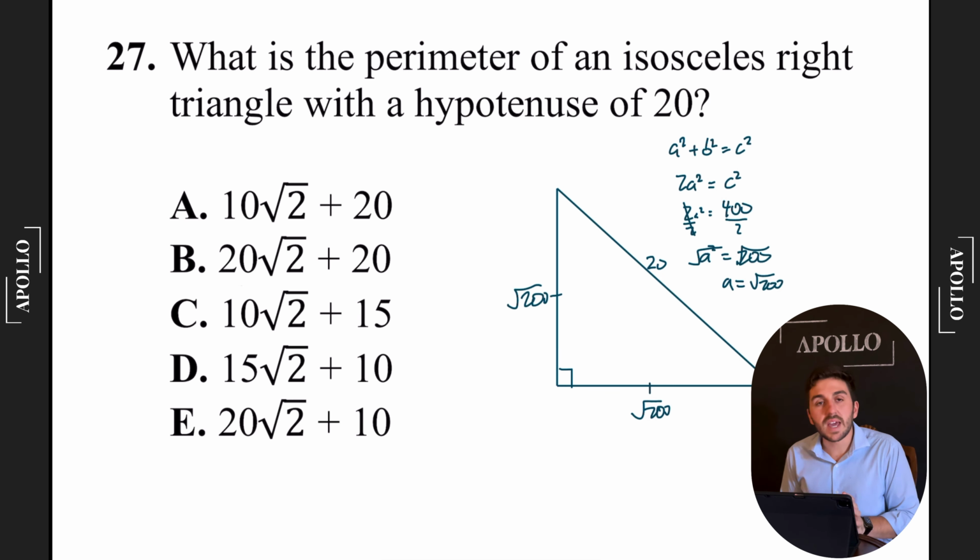All right, so now that we have that, we can just add all these together and figure out the perimeter, because the perimeter is just all the sides added together. So it's going to be 2 times the square root of 200, because we have 2 square roots of 200. So 2 times the square root of 200 plus 20. All right. So looking at our answers, though, we don't have any answers similar to that. So what we're going to have to do is we're going to have to simplify this radical.